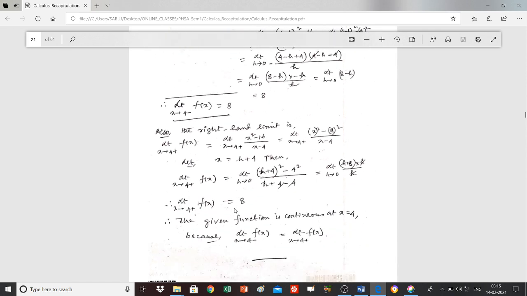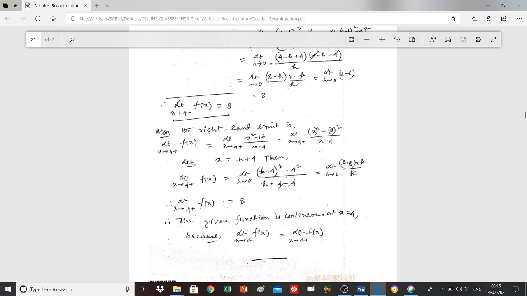Now to find out the right hand limit, in a similar way you can find it. The right hand limit is limit x tends to 4 plus f(x), and in this case you have to replace x by 4 plus h. So that is limit x tends to 4 plus of x square minus 16 by x minus 4, which can be written this way, and the substitution is also written here.